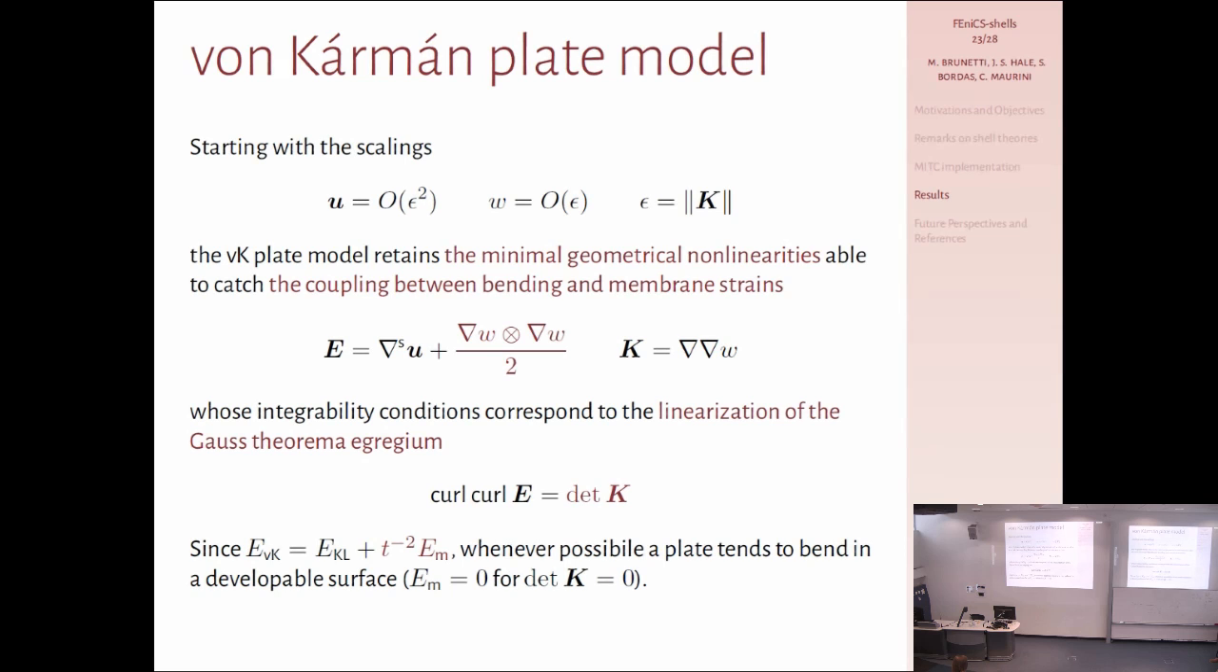The one is the same, in this case, as the Kirchhoff-Love bending energy. So we have a quadratic functional in the second gradient of the transverse displacement. And we have the membrane energy, which is a quadratic functional in this strain tensor. And we have that this scaling, so we have the thickness to the minus 2. And this means that whenever possible, a plate tends to bend in a developable surface so that the Gaussian curvature doesn't change. So developable surface, this means that for K equals 0, we have no membrane strain and no membrane energy.